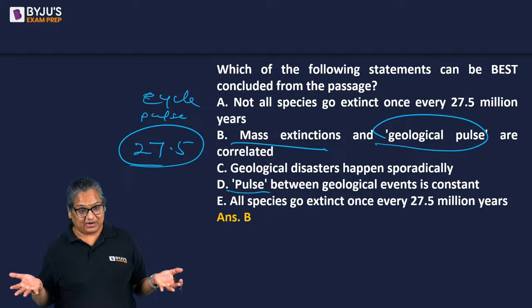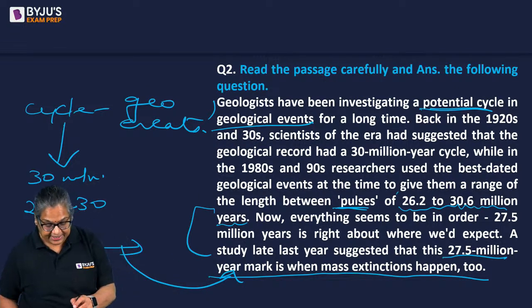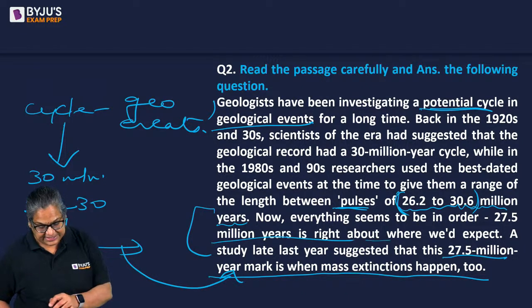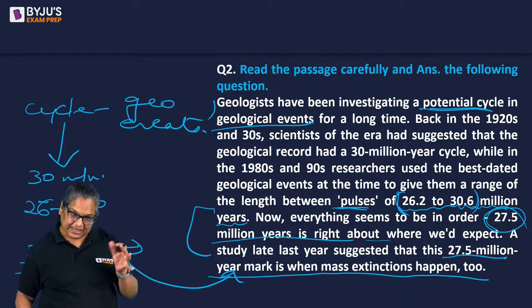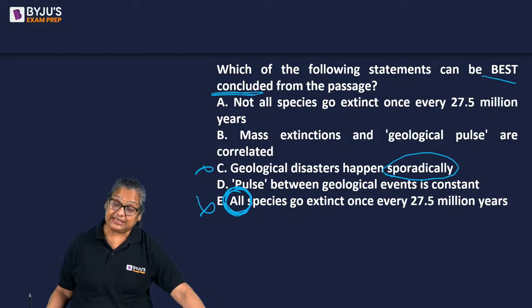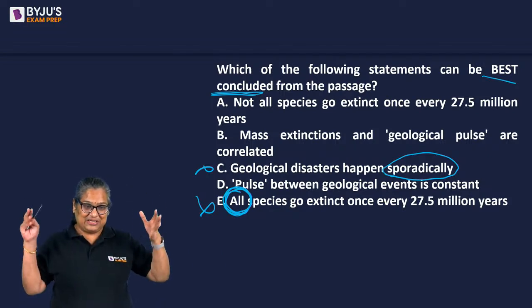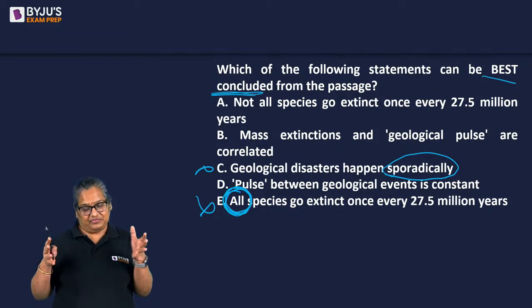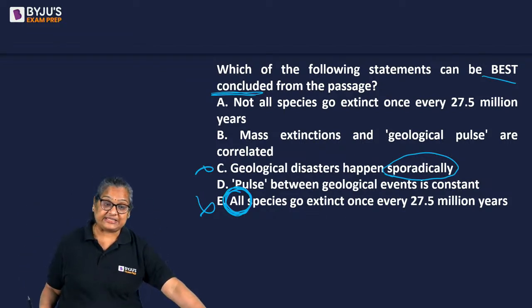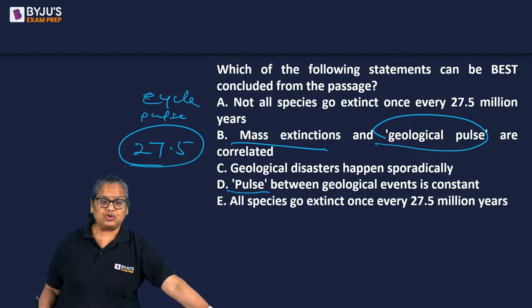Pulse is constant, who said that? Different theories have been given, no, Naman? Different theories have been given about the pulse. Initially, they came to 26.2 to 37. Now they say that 27.5 is probably the figure that everybody is zeroing in on. Not necessarily that it is constant. There have been different theories about this pulse and the cycle, the period in which these events occur. So you can't say it's constant. The word constant is what makes it very particular. So you say that the author hasn't mentioned it so definitely.